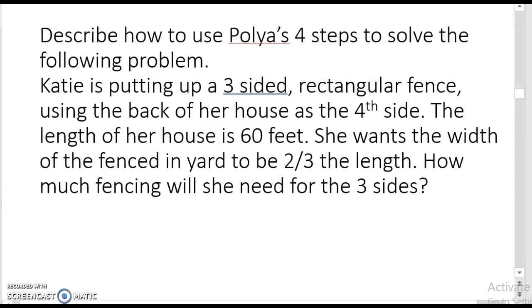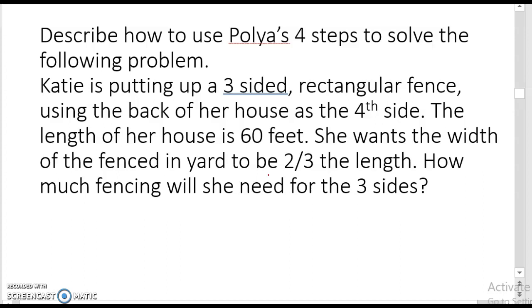Okay, so we're going to describe how to use the 4 steps in this particular question. Katie is putting up a 3-sided rectangular fence using the back of her house as the 4th side. The length of her house is 60 feet. She wants the width of the fenced-in yard to be 2/3 of the length. How much fencing will she need for the 3 sides?